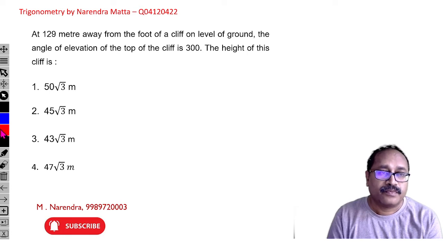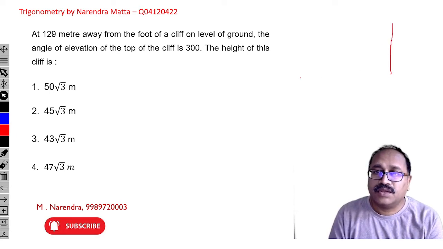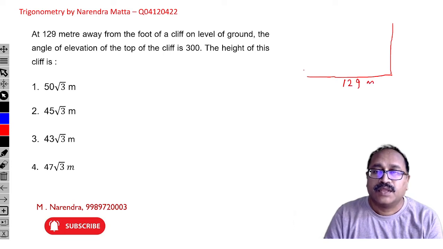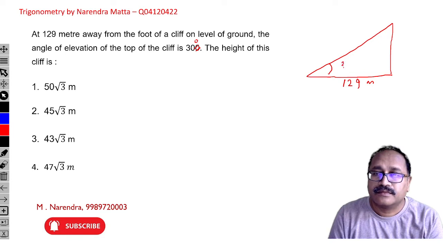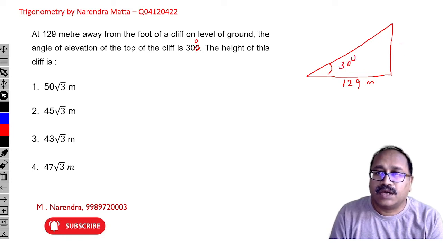So here we are. There's a cliff. The distance is 129 meters, and the angle of elevation is given to us, that is 30 degrees. What is the height of the cliff?